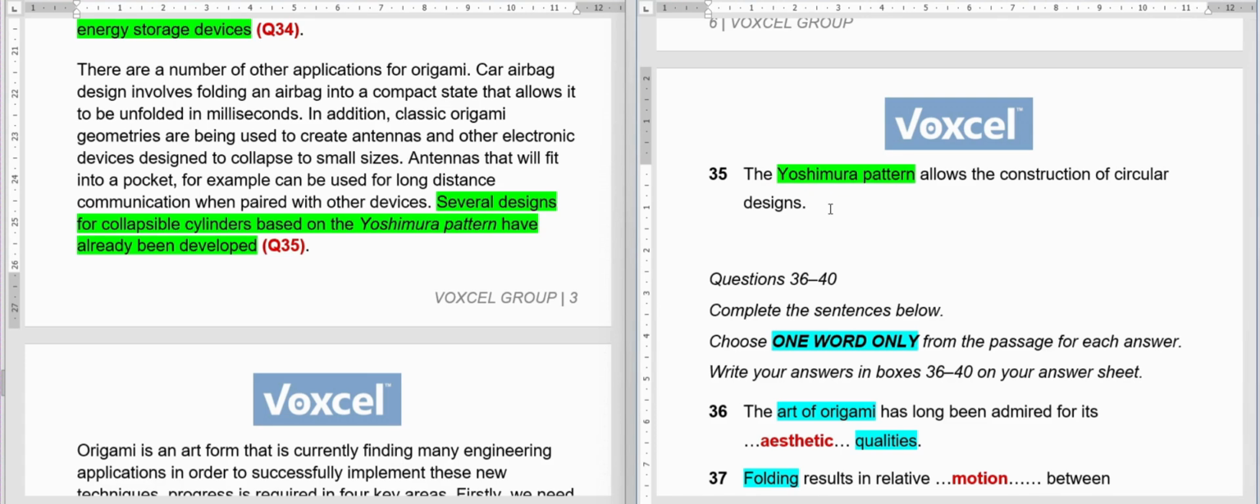Okay, time's up, and the answer to this question is true. So why is it true? Here the question is saying it allows for the construction of circular designs. So where is it written circular designs? Yes, collapsible cylinders. Cylinders are basically circular in design. So that's why the answer will be true. I hope it is clear.